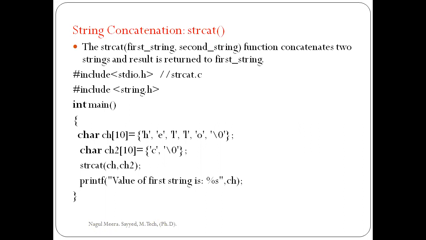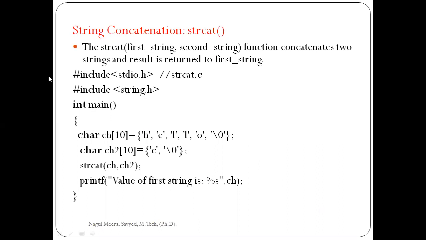The string concatenation function is used to combine two different strings. For example, I give string 1 as Nagul and string 2 as Mira. Using this strcat function, we can combine these two different strings, and the output is displayed as Nagul Mira. That is the meaning of strcat.